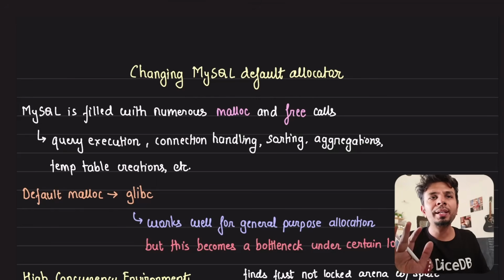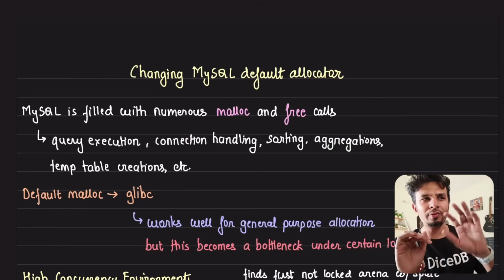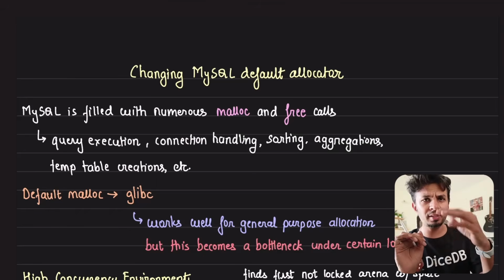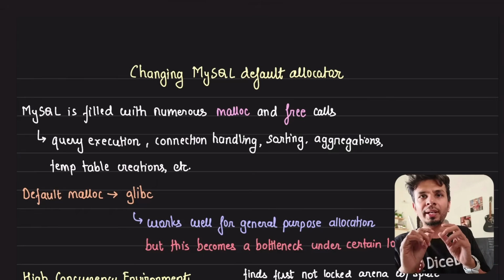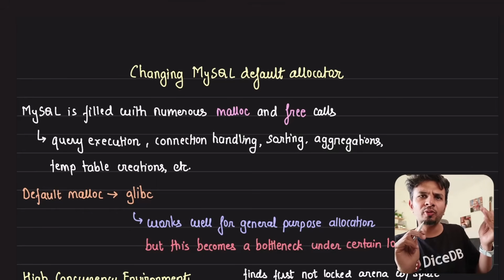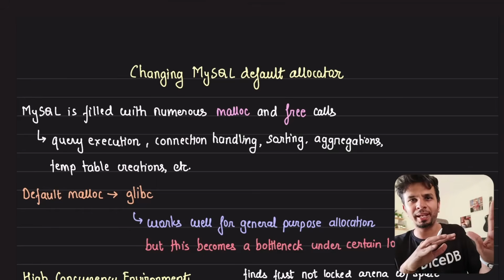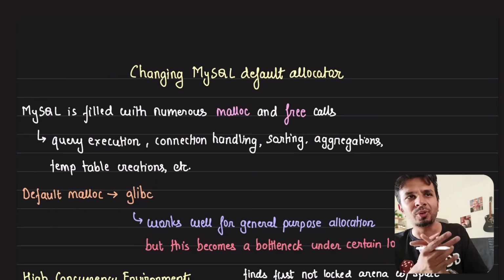So in this one, let's talk about when your default allocators are not enough. We'll do it in the context of a database, specifically MySQL. We'll dig deep into a very real-world practical scenario and see when you would need to switch from your default malloc to something else. It's going to be a fun ride, pretty in-depth. So let's start.